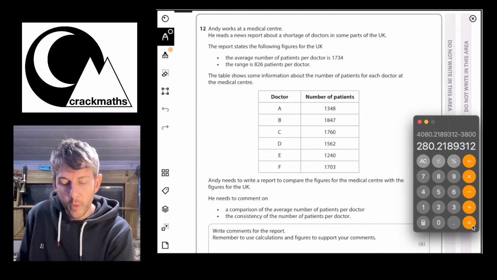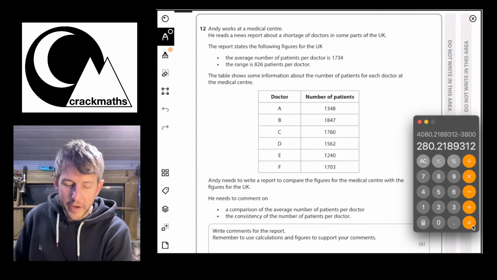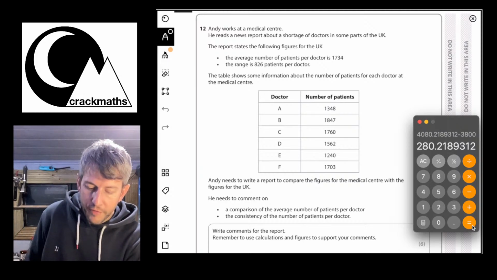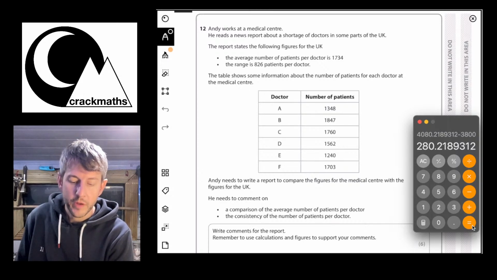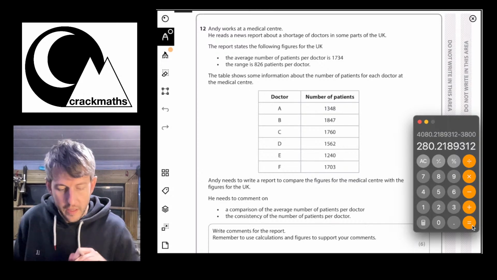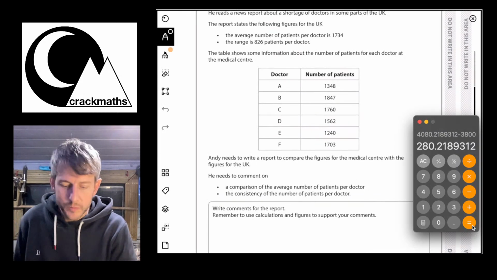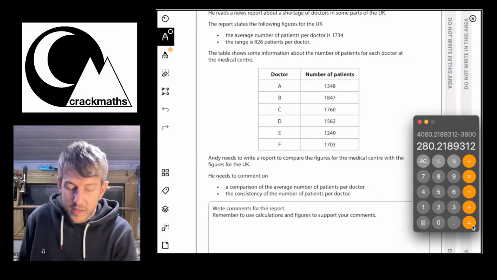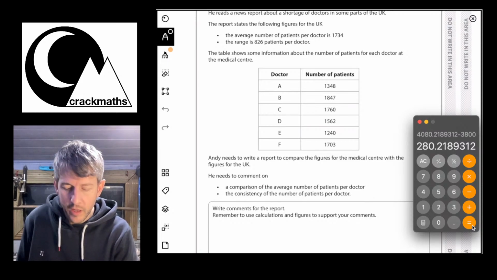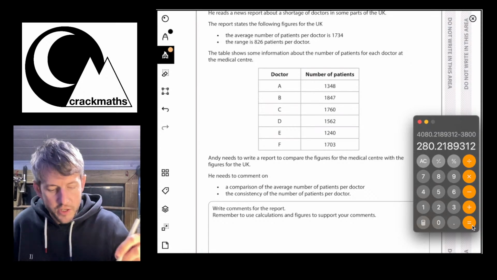Andy needs to write a report to compare the figures for the medical centre with the figures in the UK. He needs to comment on a comparison of the average number of patients per doctor, and the consistency of the number of patients per doctor. Okay, so we've got a choice here. We can either use the mean or we can use the median. Maybe there's 6 marks here, so they might expect us to do both.